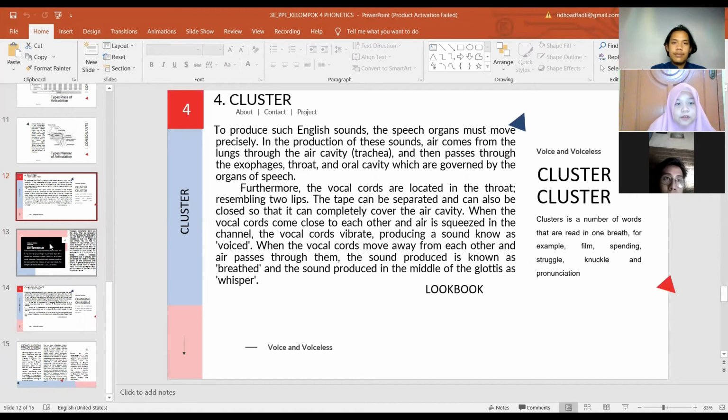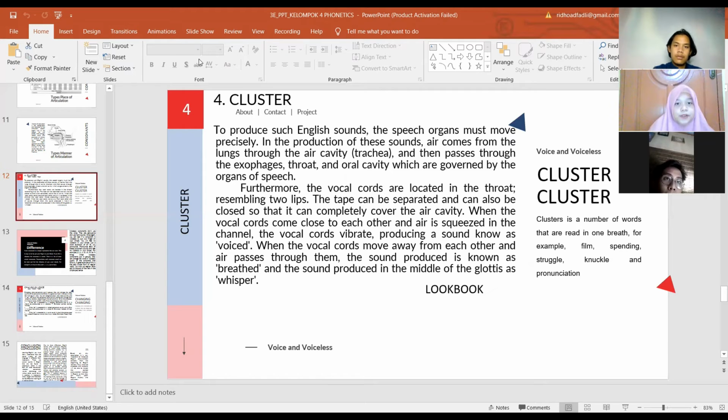When the vocal cords come close to each other and air is squeezed through the channel, the vocal cords vibrate and produce a sound known as voice. When the vocal cords move away from each other and air passes through them, the sound produced is known as breath, and the sound produced in the middle of the glottis is known as whisper.